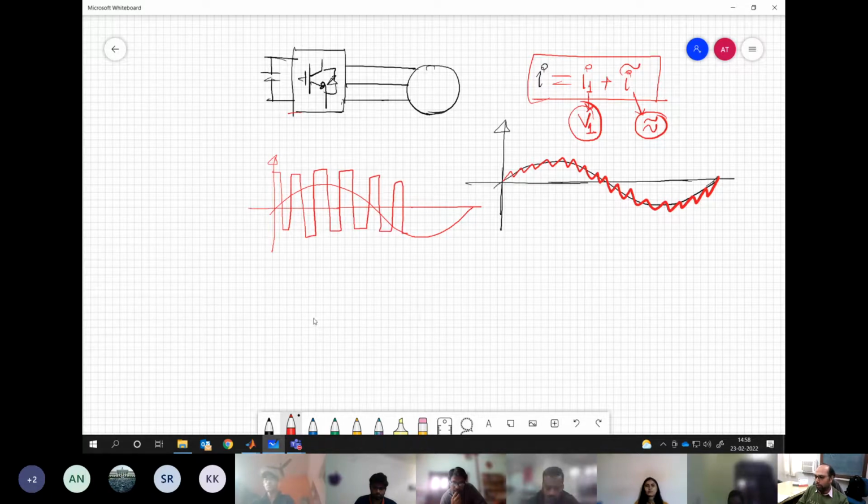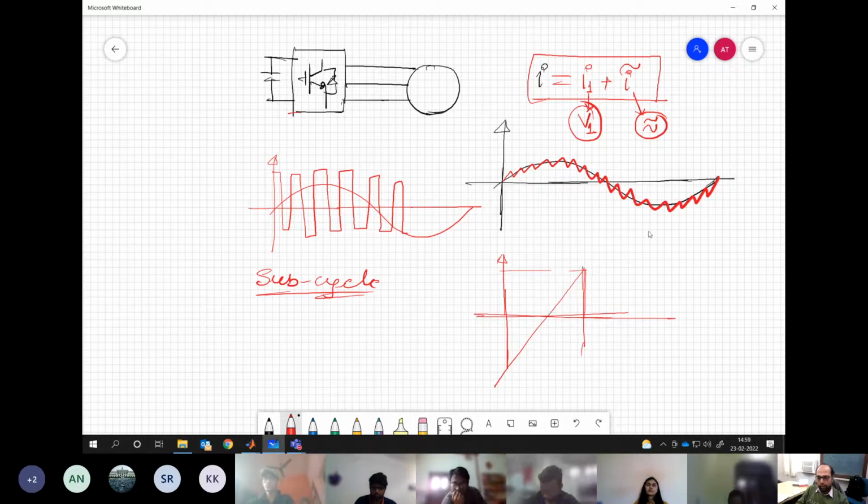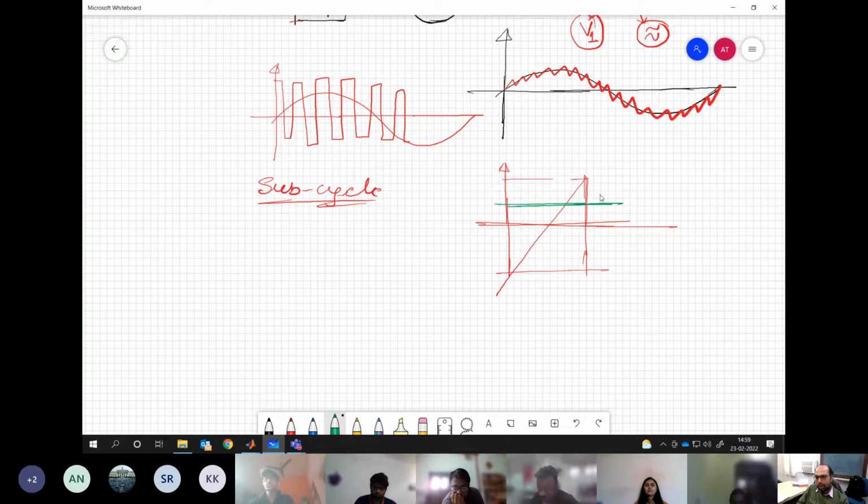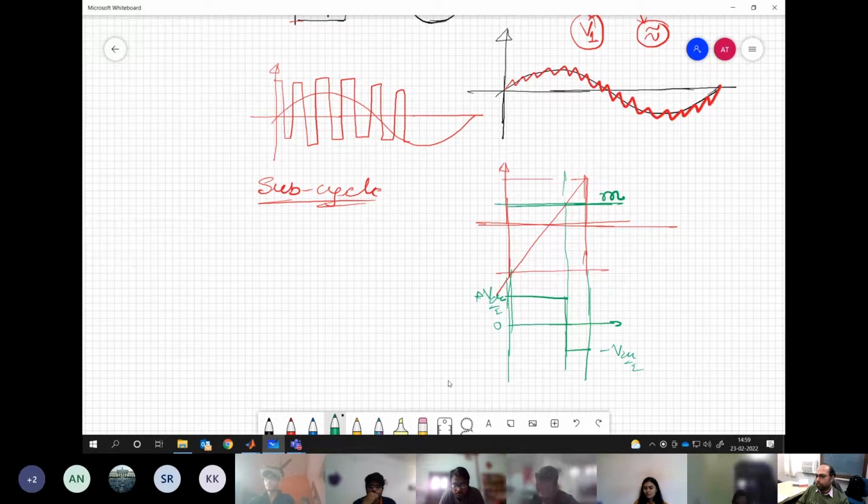So if we go by sub-cycle, in our carrier we have the triangular carrier and we have a reference signal being compared with this, say here. Reference signal means this is the value which we are trying to realize, say some m value. But instead of this, what we actually have in the system is plus VDC by 2 for so much amount of time and then minus VDC by 2 for the rest of the time. This green waveform is what we are feeding in the system and this blue is what we are realizing through this.